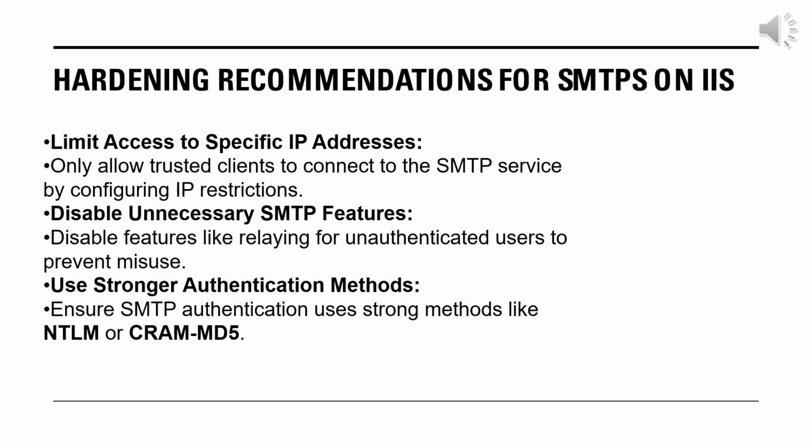Hardening recommendations for SMTPS on IIS. This limits access to specific addresses, only allowing trusted clients to connect to the SMTP service, by configuring IP restrictions. It also disables unnecessary SMTP features, like disabling relaying for unauthenticated users to prevent misuse. It also uses stronger authentication methods, like ensuring SMTP authentication uses strong methods like NTLM or CRAM-MD5.